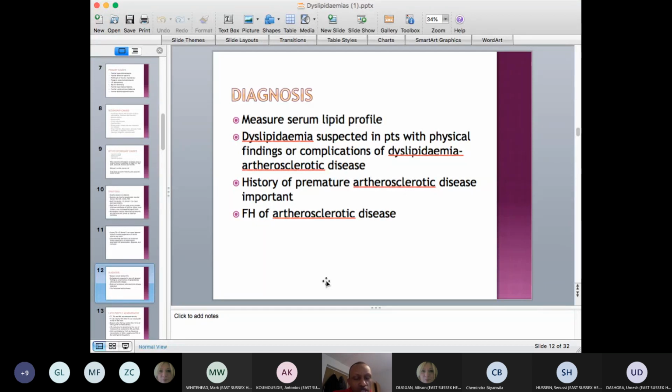So dyslipidemia is suspected basically in patients who have findings or complications of dyslipidemia, of atherosclerosis. Of course, if somebody presents with premature atherosclerotic disease, it should ring a bell that most likely dyslipidemia is a very important cause. There are also people who attend for different conditions and have a family history of atherosclerotic disease at a premature onset, or even if not premature, but they say it is familial, you should always take onus to check their lipid profile.